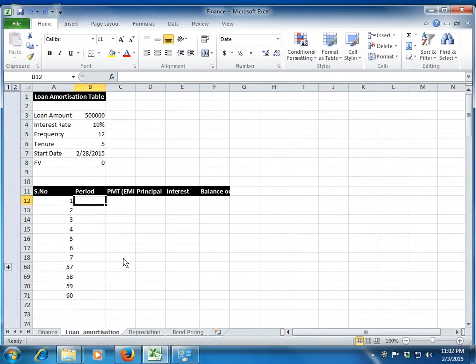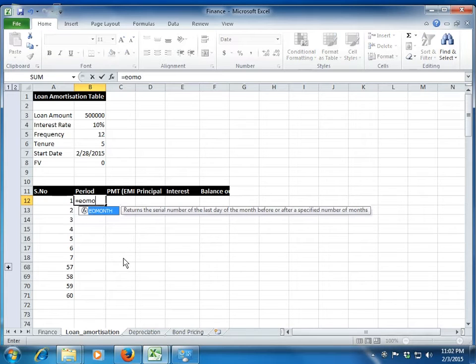Now let's first calculate the period. So what will be the period? Now I know that my loan starts from 28th Feb 2015. There is a function in Excel which we didn't cover when we were studying the date functions. It's called EOMONTH. End of month asks you for a start date. You give it a start date, and then you say how many months you want to add after the start date. So I say 1, or rather I link it to the serial number.